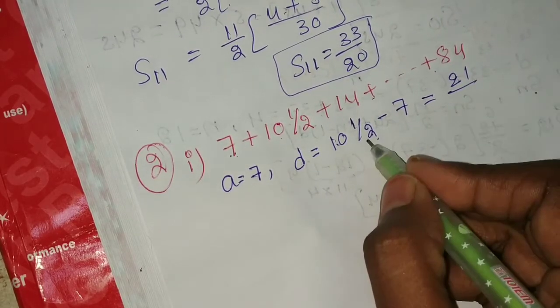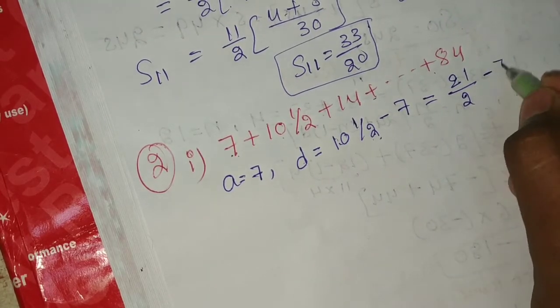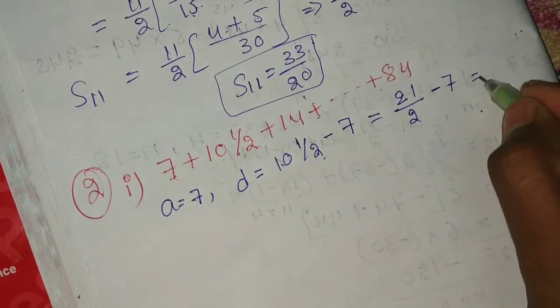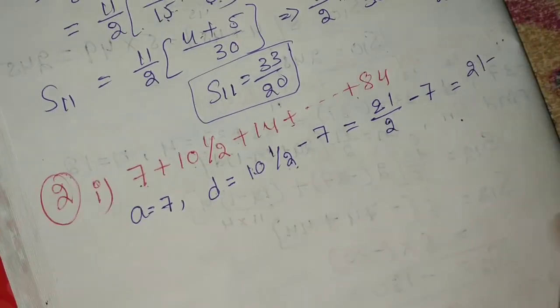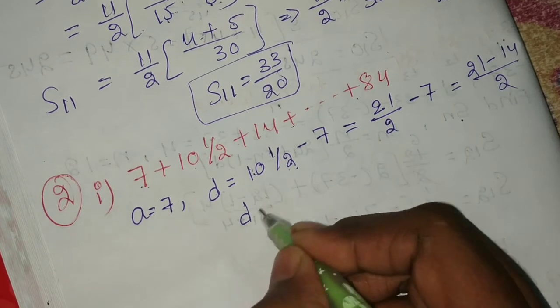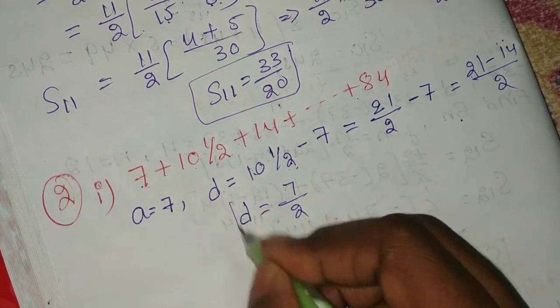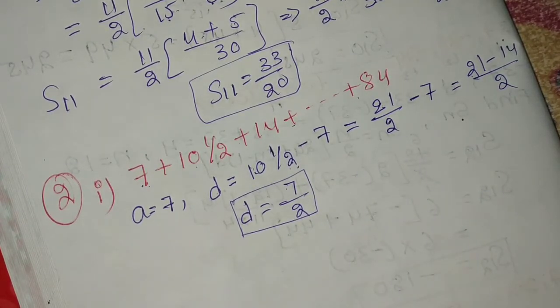21 divided by, what is in the denominator? That is 2. Write down 2 itself. Minus 7. So solve this. 21 minus 7 2s are 14 divided by 2. So D is equal to 21 minus 14, we get 7 divided by 2. Keep it in the box.